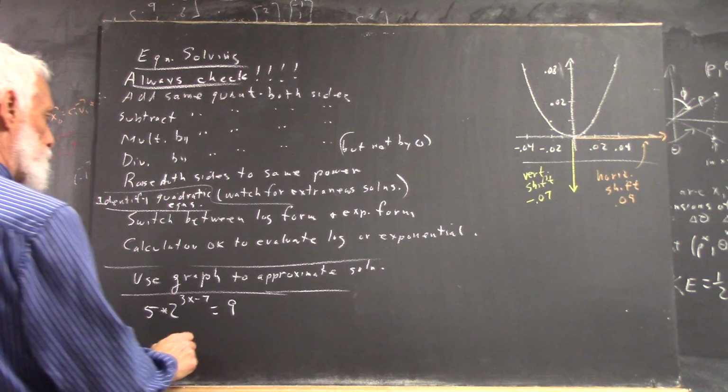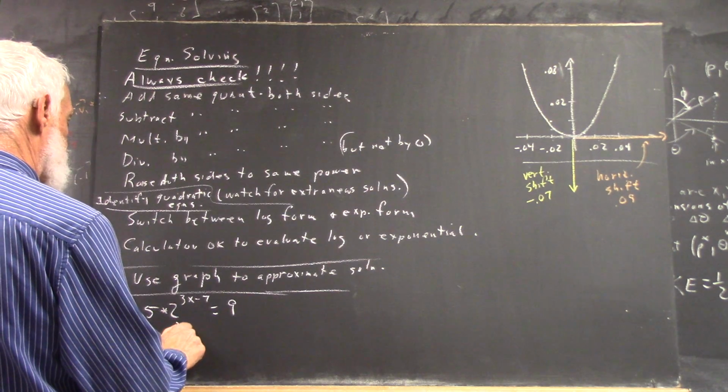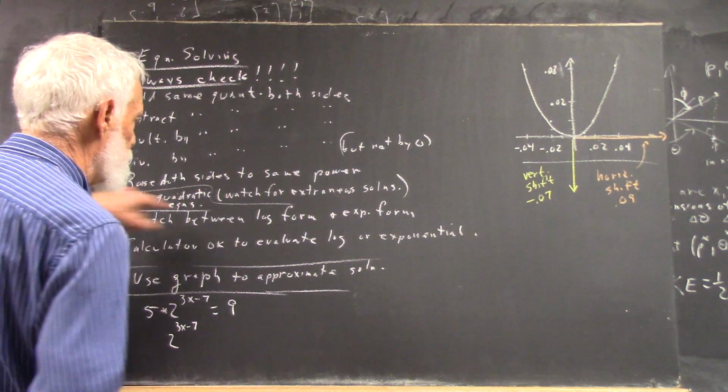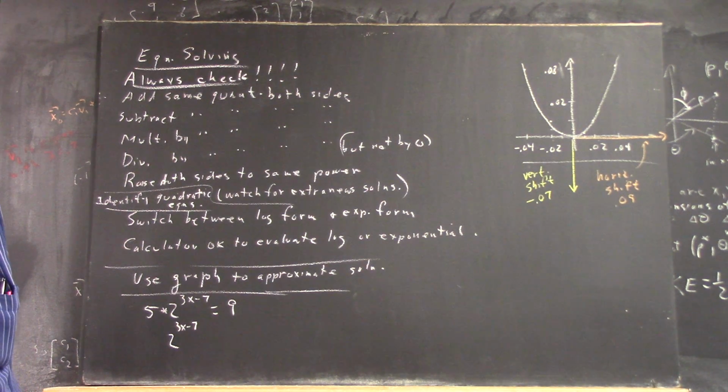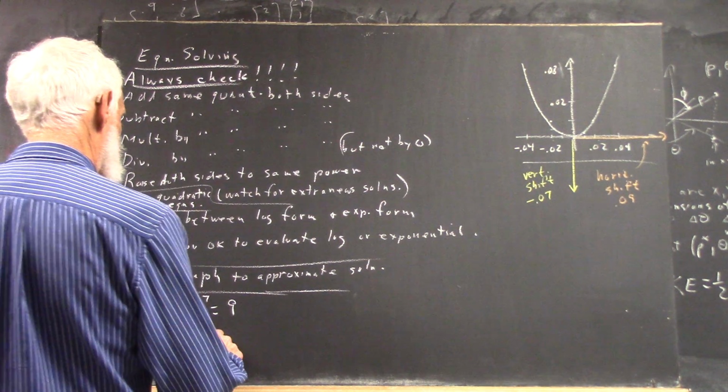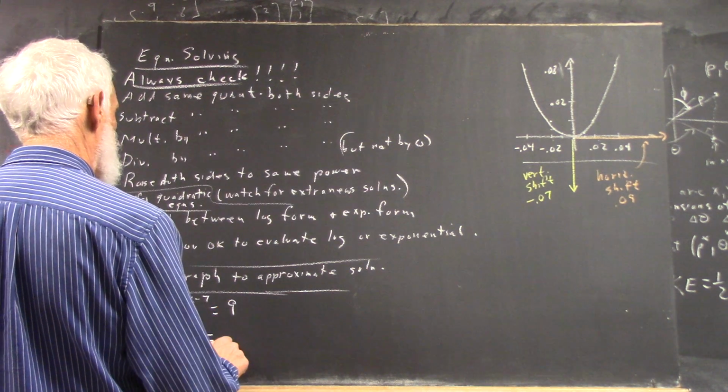Okay, to solve this, the first step we're going to take, no matter how we decide to solve it, is to solve it by switching to exponential form, and then we're going to solve it by estimating the graph. Okay? So 2 to the 3x minus 7 equals 9/5.